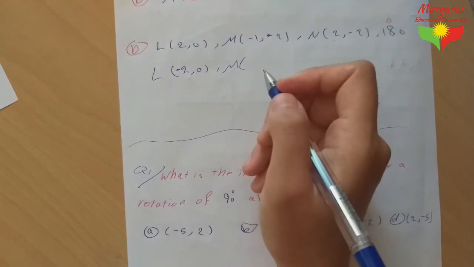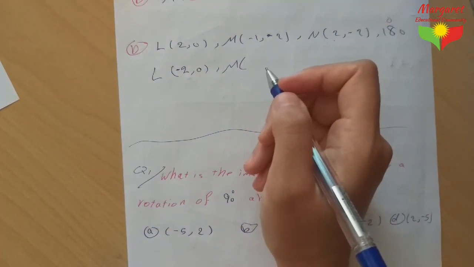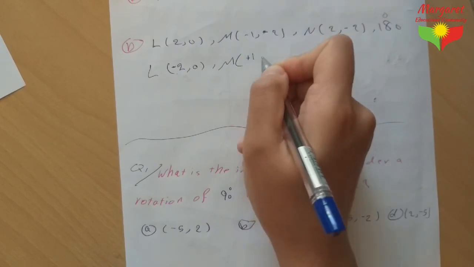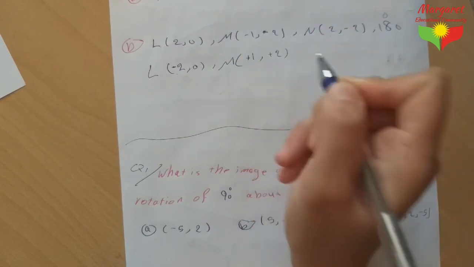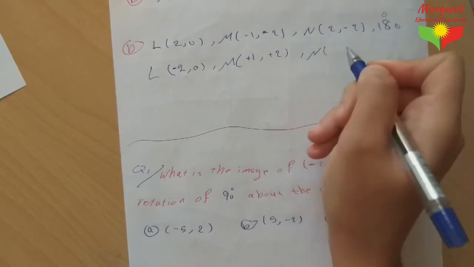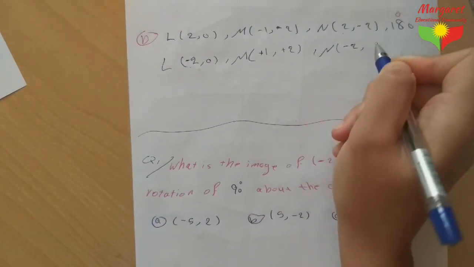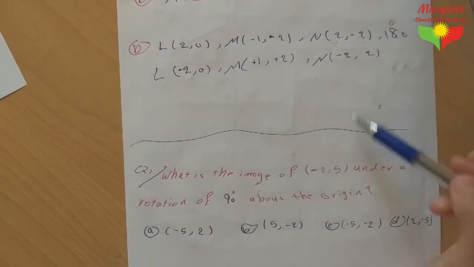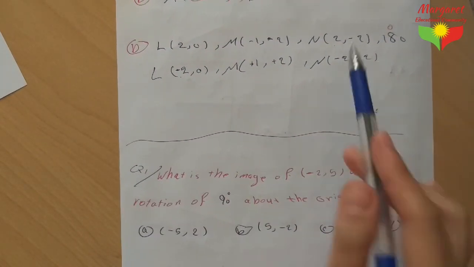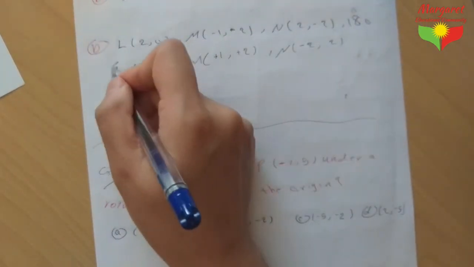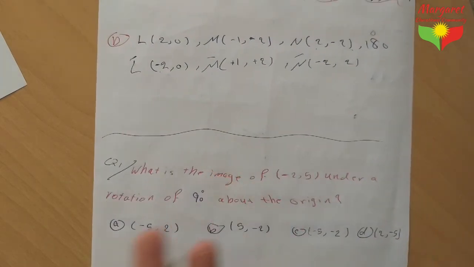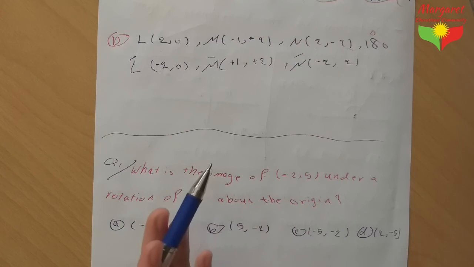Change minus 1 to positive 1, and minus 2 to positive 2. Then we draw the points L prime, M prime, N prime on the coordinate plane.